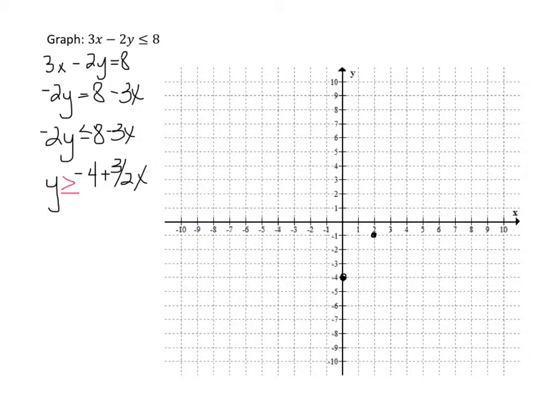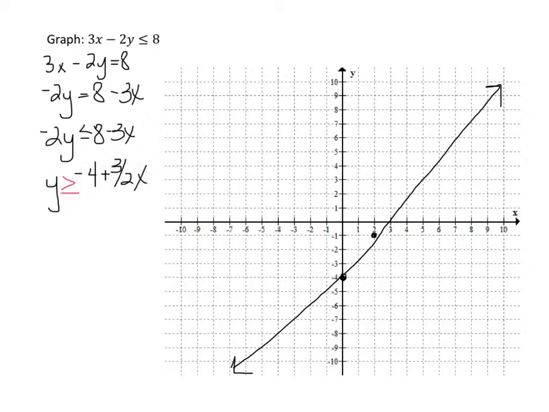Now, when we draw this line, it will either be a solid line or a dashed line. The way that you know the difference, if you have this equal to, it's a solid line. If it's not there, it's a dashed line. So in the case of this inequality, we'll need to graph a solid line. And I know mine is not perfect, but there's our line.